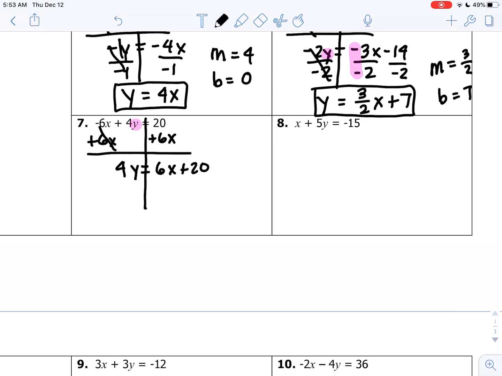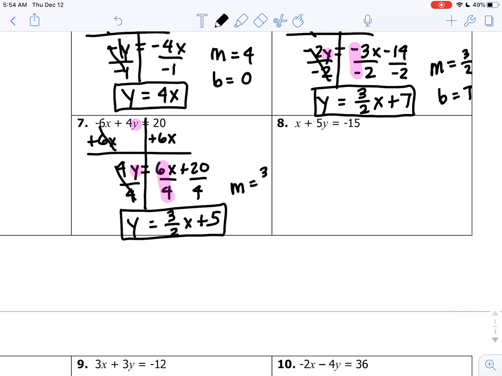And then our last step to get the y here by itself is to divide by 4. So we're doing the same thing every time. Move the x term over and then we divide. So y equals, and then I can simplify 6 over 4 by dividing by 2. So it's 3 over 2 x plus 5. 20 divided by 4 is 5. So my m, my slope, is 3 over 2, and my b is 5.